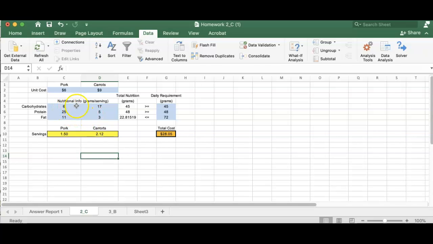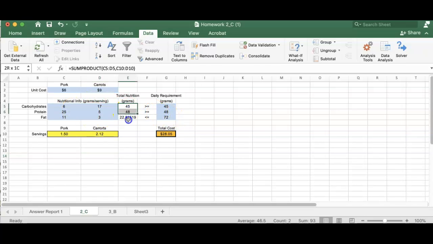Then we got our nutritional info. We found out that we do have carbohydrates, and that is 6, 25, 11, 17, 5, and 3. That's for pork, and that's for carrots. And we know that the daily requirement is 4, 5, 45, 48, and 72. All this is given information, okay?